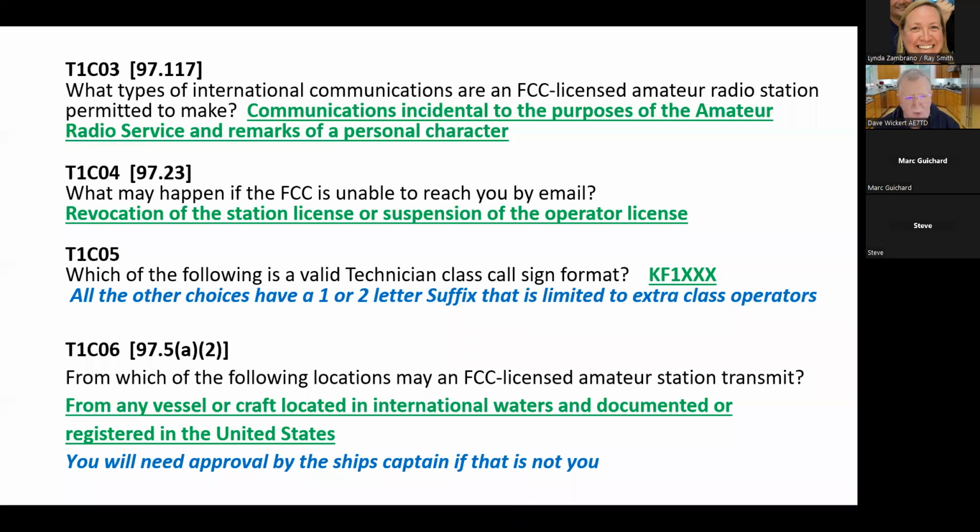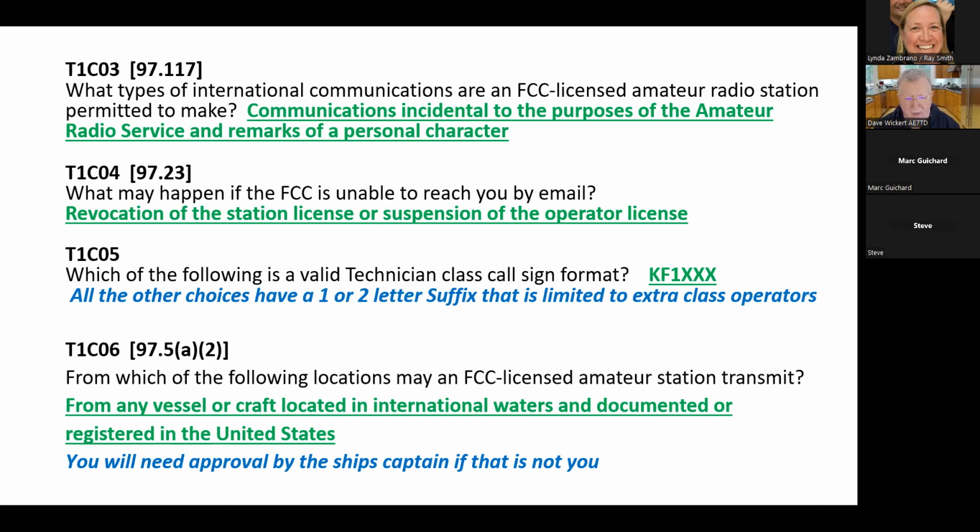Let's see here. Which of the following, they list a bunch of amateur radio call signs for a technician class, and the answer is KF1XXX. Everything else has one or two letters in the suffix. And that's limited to extra class operators.